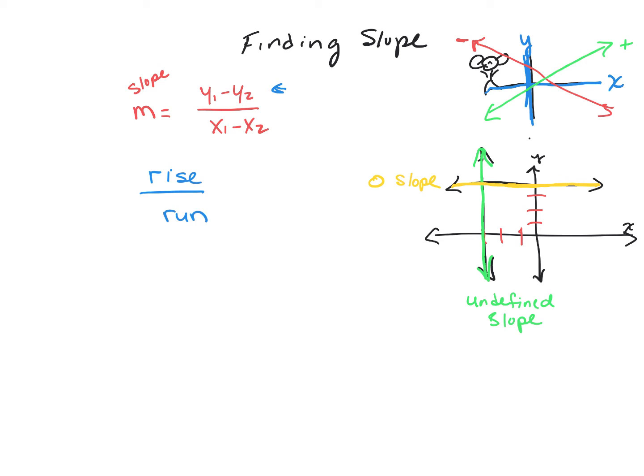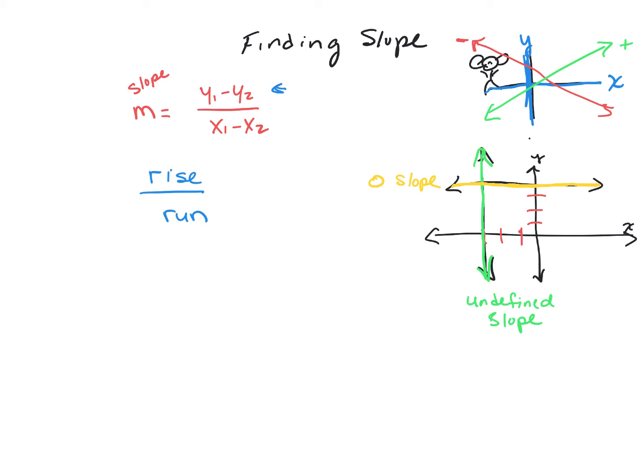So far we have a negative slope if it's going from the top left to the bottom right. We have a positive slope if it's going from the bottom left to the top right. We have zero slope if it's a flat line. And then we have undefined slope if it's a cliff, okay?